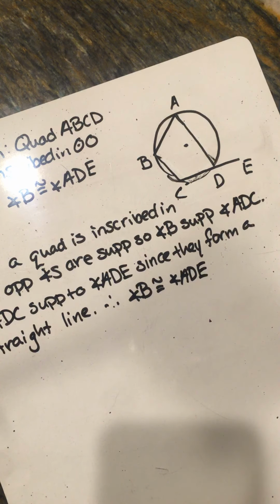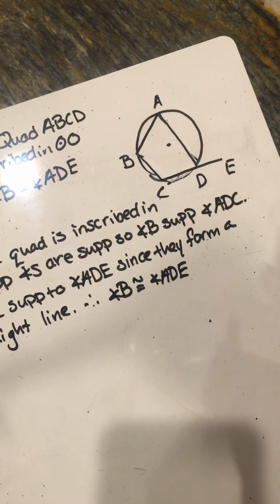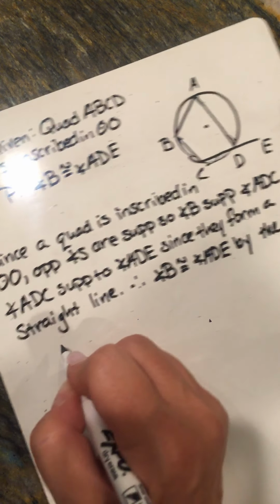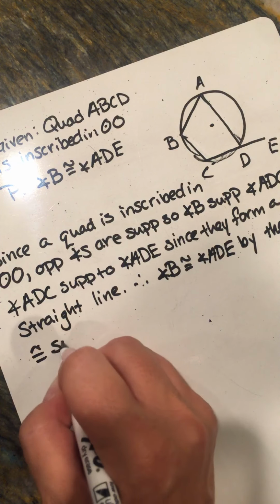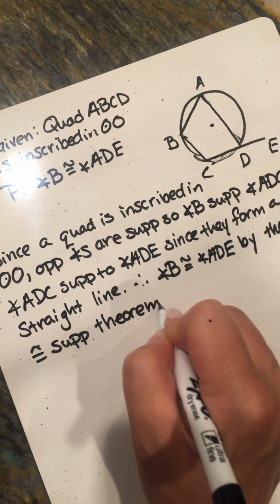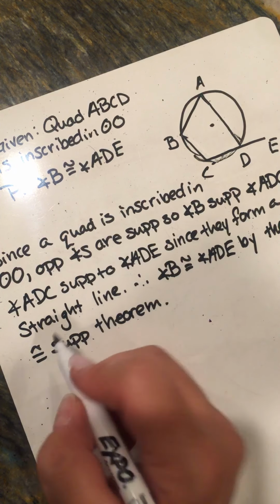Now here's the way back. Ready? Put on your September-October brain. By the congruent supplements theorem. Did you remember that? Good job if you did.